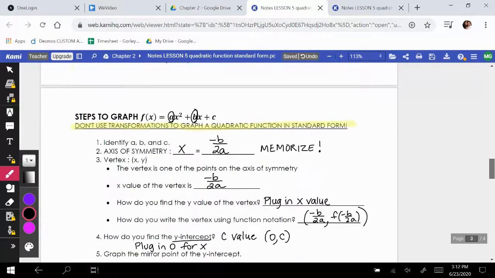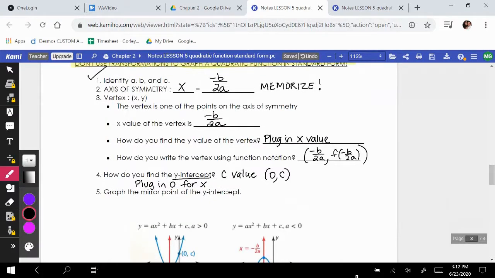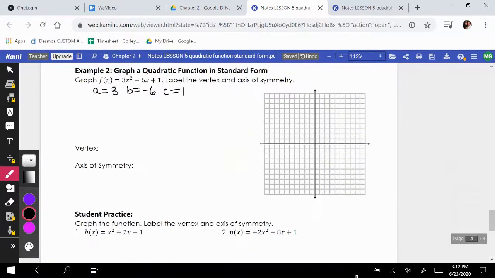Step 2, let's take a look. I did number 1. Step 2 is to find the axis of symmetry, and we use negative b over 2a. So x equals the opposite of b. What's the opposite of -6? Positive 6. Over 2a. And what's a? A is 3. So I end up getting 6 over 6, which is really just 1, right? So the axis of symmetry is x equals 1.